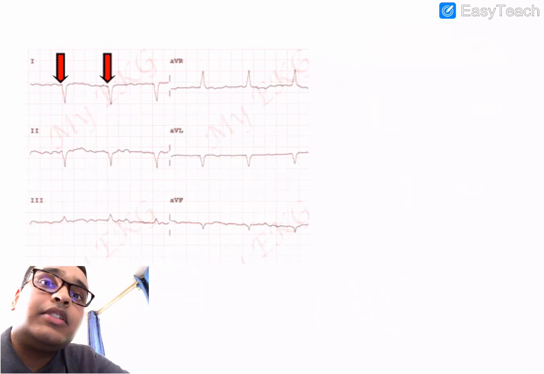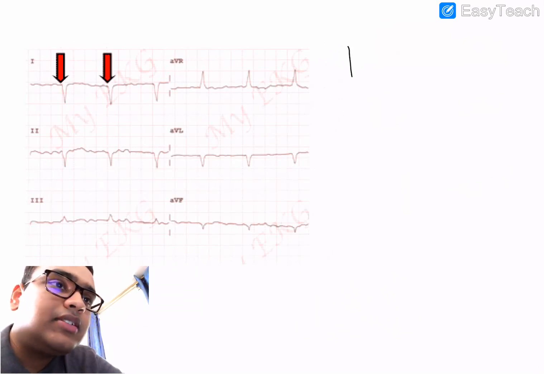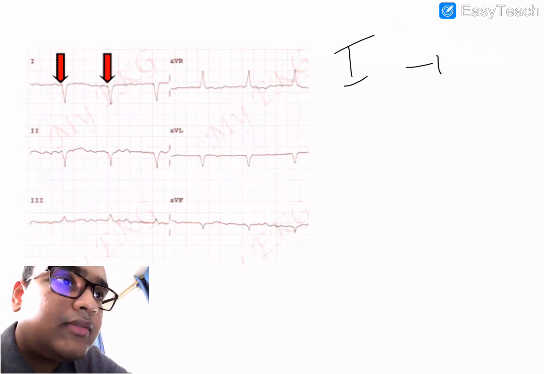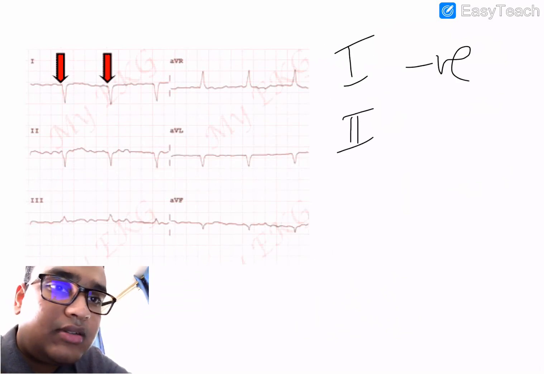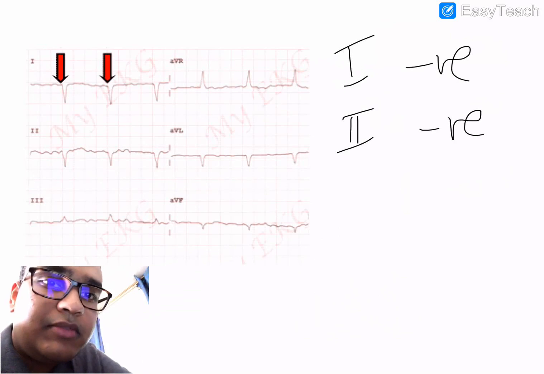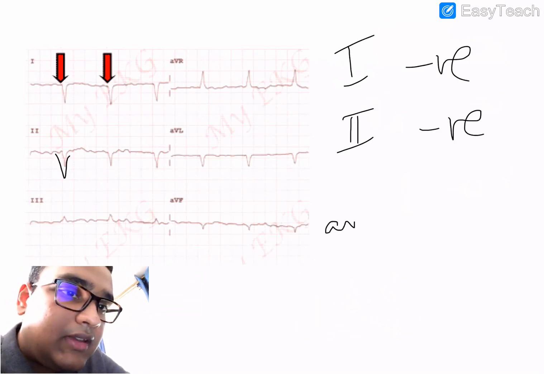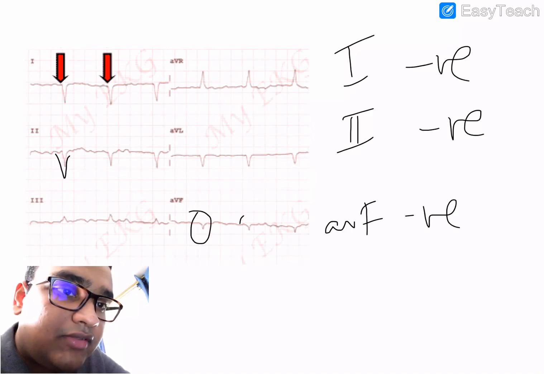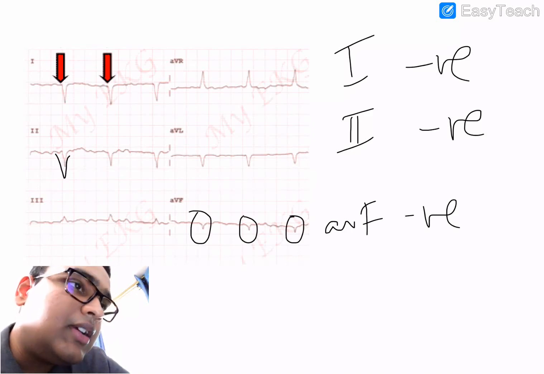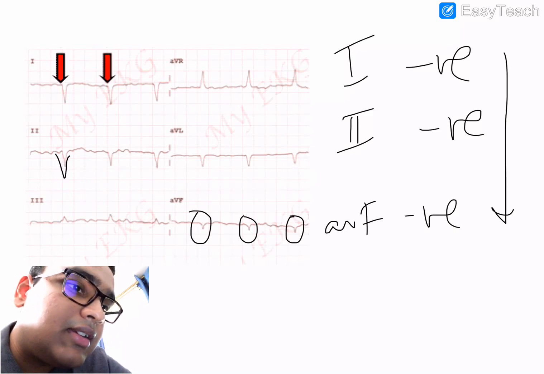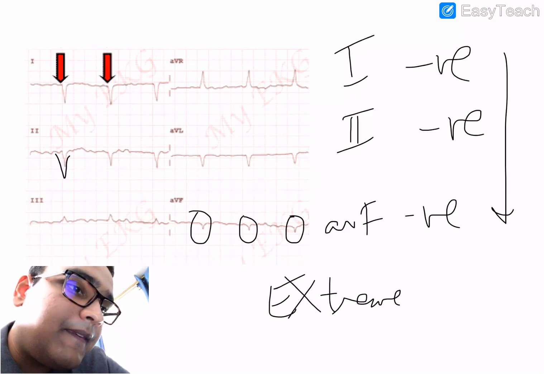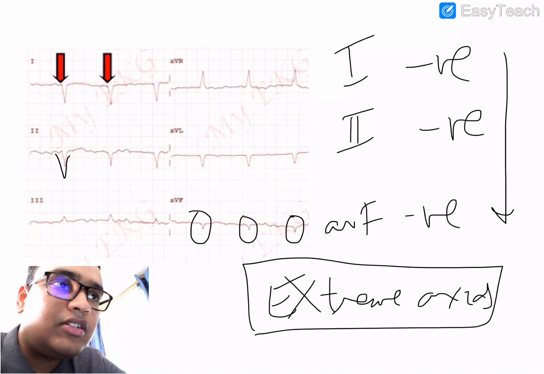Okay, now let's look at this ECG. Lead 1 is negative, lead 2 is negative. Why? Because there is negative AVR. AVF is negative. Why? You can see here there is a negative deflection, predominantly negative. So all three being negative indicates it is extreme axis deviation.